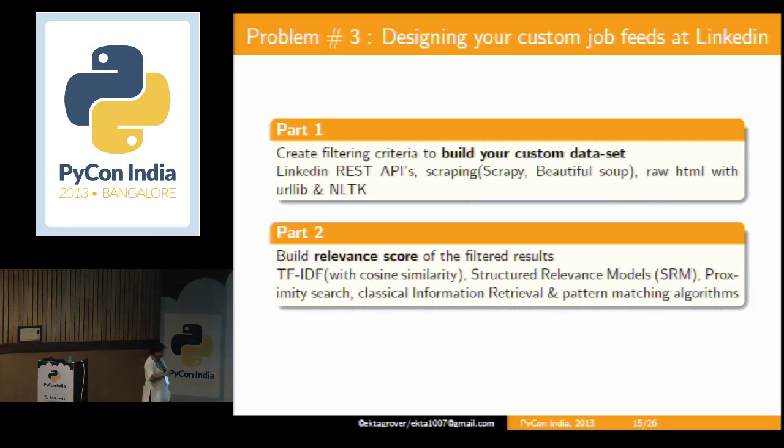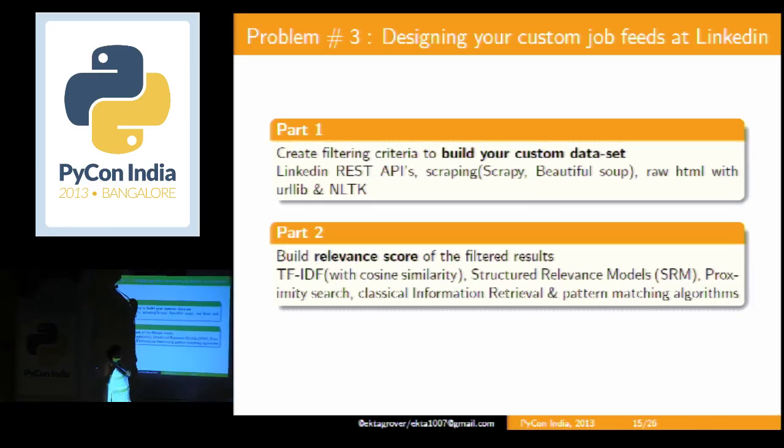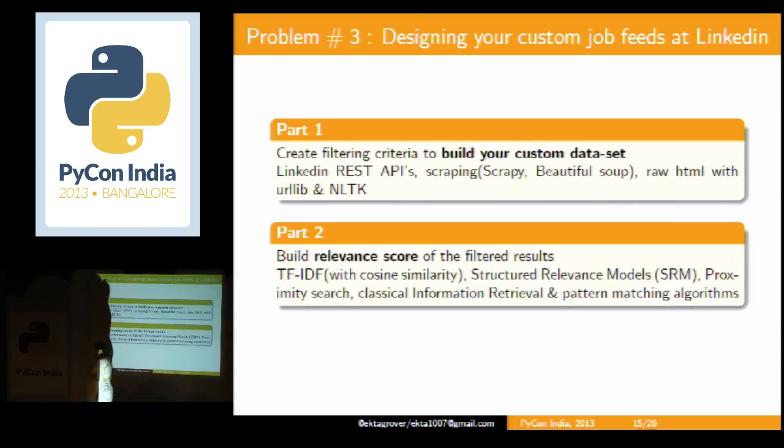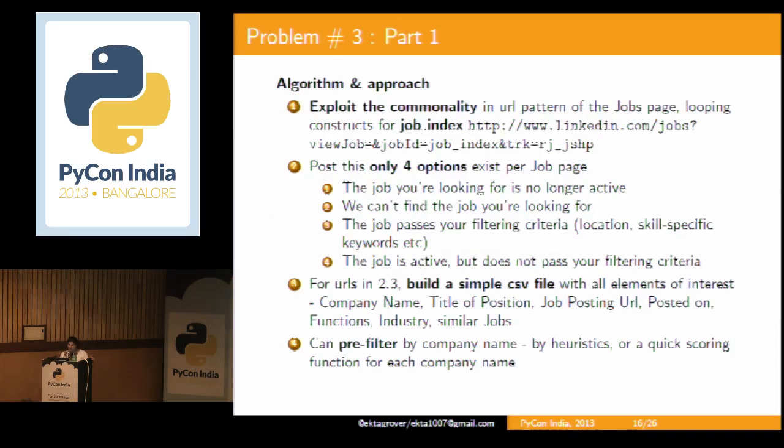Then proximity search. So it's not enough to know that data and scientist occur in a document, but that data and scientist occur within a certain proximity of each other. Then you have classical IR and pattern matching algorithms here.